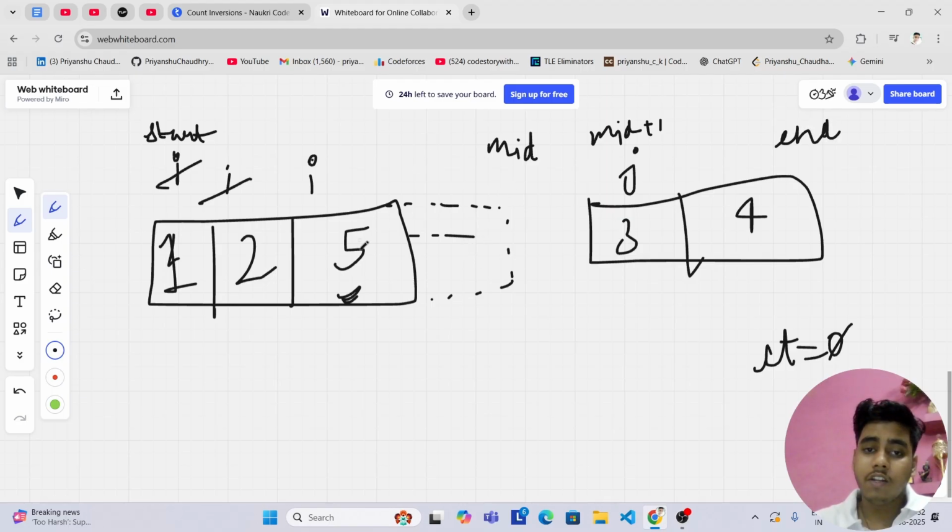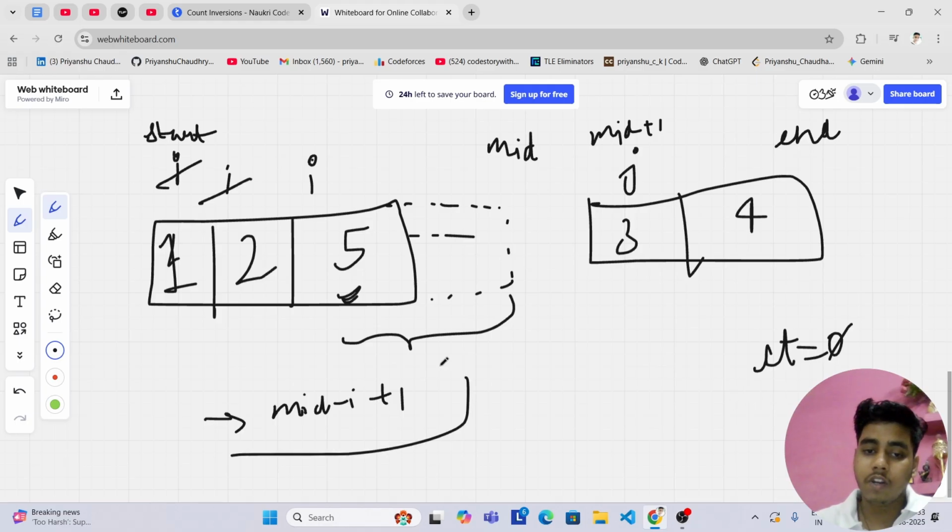So can we say that all the elements from this sorted array will be greater than this 3? So can we say, instead of increasing count by just 1, we can directly increase the count by mid minus i plus 1, because all the elements between mid and i will be mid minus i plus 1, the total number of elements. So we should increase our count with this.